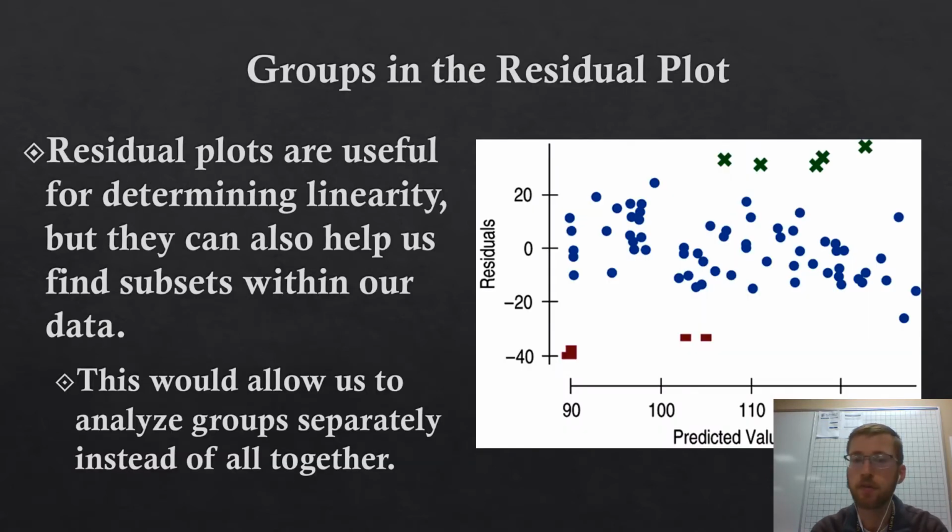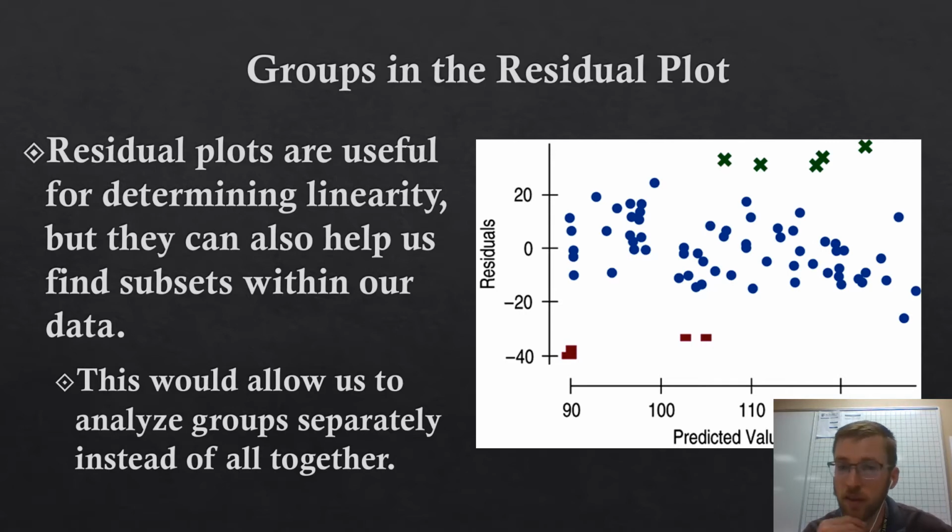So within our residual plot, of course, it's very useful in determining, do we have a linear pattern? Do we not? Is it okay to find a line of best fit or is it not? We can also find groups within our residual plot. So if we were to not color code this residual plot, it would still look like random scatter, which is a good thing, leaning towards a linear pattern being appropriate. But residual plots are useful for finding subsets within our data. And this allows us to analyze groups separately instead of all together.